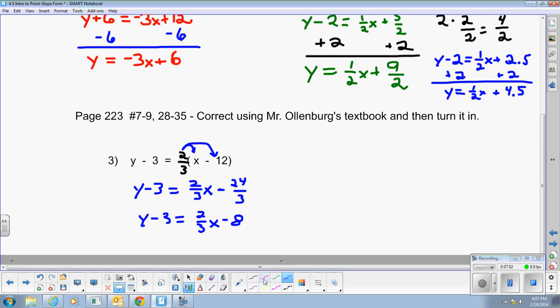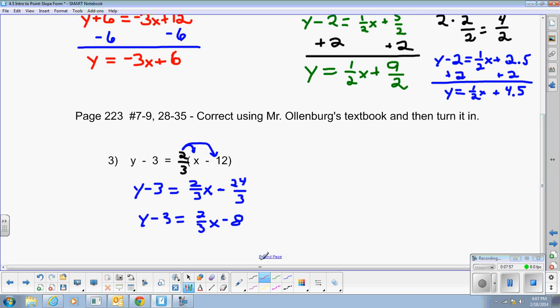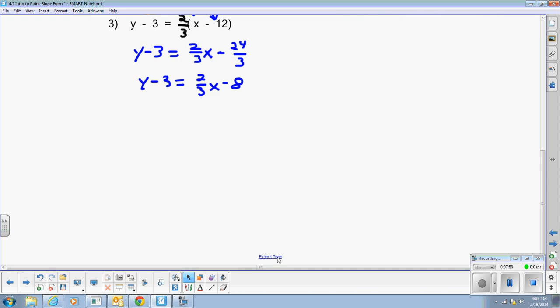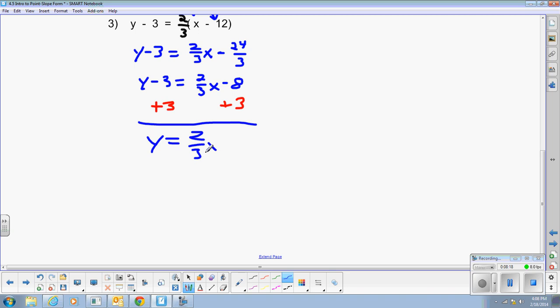So I will add 3 to both sides. And adding 3 to both sides, when I do that, I'll have plus 3 and plus 3. So to finish off the equation, y equals 2/3 x, negative 8 plus 3, minus 5. And since y is now solved by itself, I now have an equation in slope-intercept form.